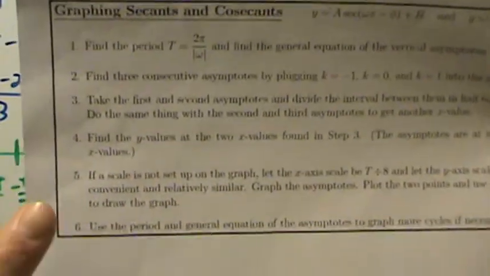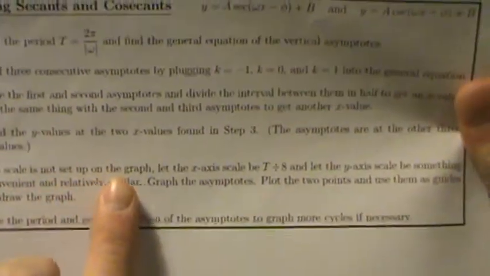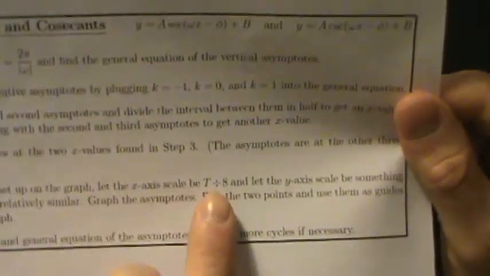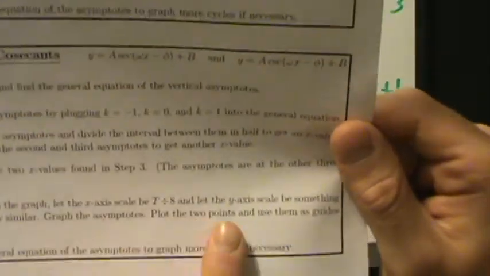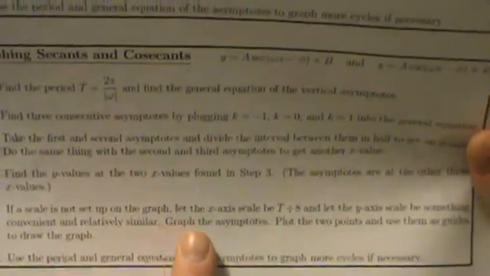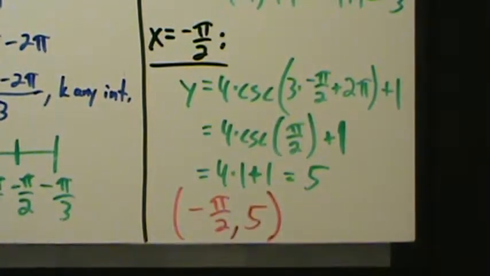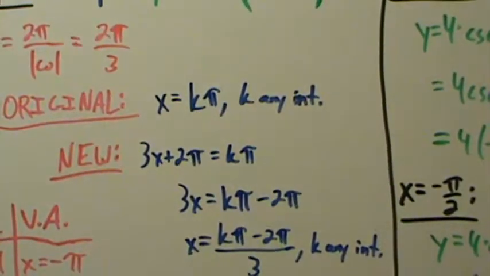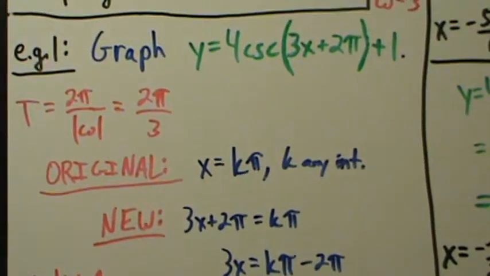Now step 5, if a scale is not set up on the graph, let the x-axis scale be t divided by 8. Remember, t is the period. Okay, and we're dividing by 8 so that we have more room to work with, which we'll see when we get to the graph. And let the y-axis scale be something convenient and relatively similar. Graph the asymptotes, plot the 2 points that we just found, and use them as guides to draw the graph. Okay, so a lot of words there, but really what we have to do is not terribly complicated. So actually, before we go to the graph, let's take t and divide it by 8.